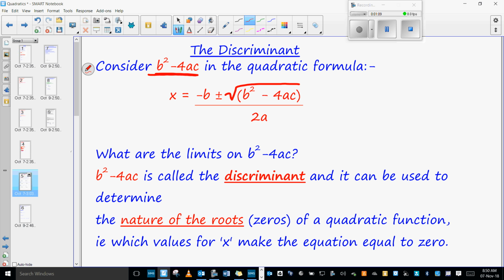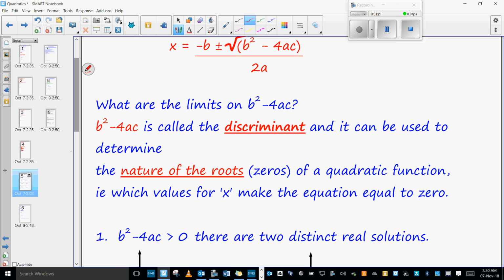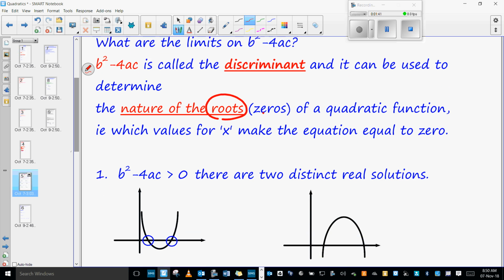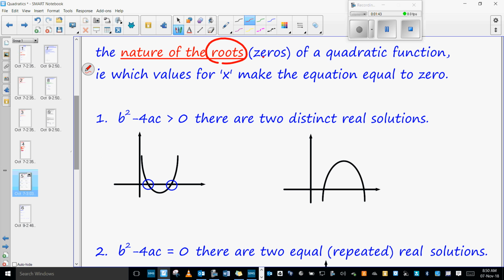Okay, so we know that if the value of this expression is negative, it means that there's an issue, and up until this point, we haven't been able to say anything about any roots. So, b squared minus 4ac is called the discriminant, and it can be used to determine the nature of the roots. In other words, the roots are where the graph touches the x-axis, okay? So, if this discriminant is, what does this mean?